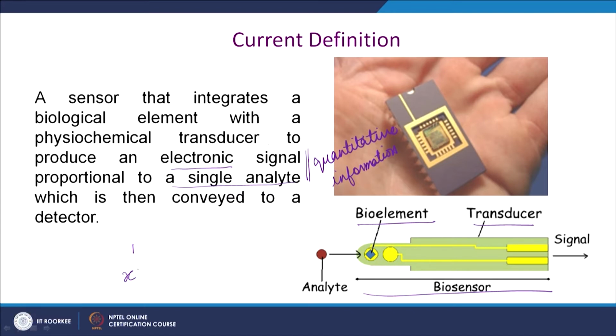You get X amount of signal. So, if you have 10, you should get 10x amount of signal. If you have 100 targets, you should get 100 times more signal. So, it becomes quantitative, and then this is conveyed to the detector which feeds to a computer, and we can read data.